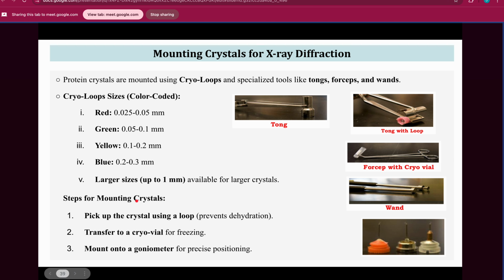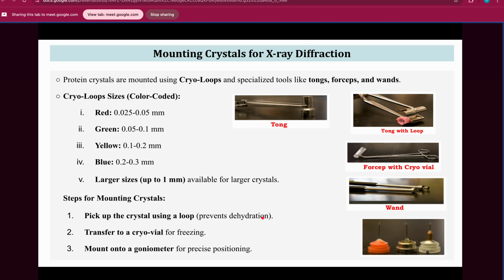Then what are the steps for mounting the crystals? The first step is to pick up the crystal using the loop, and you have to make sure that this prevents dehydration, because in the previous slide we have seen how dehydration will destroy the protein crystal.